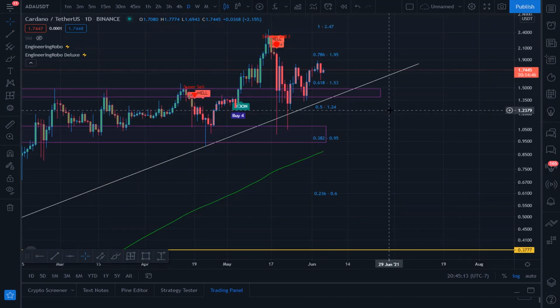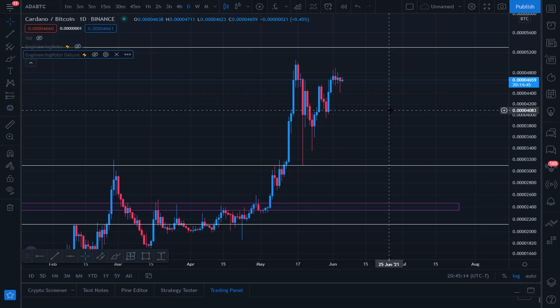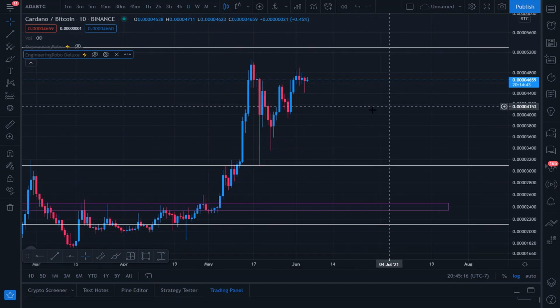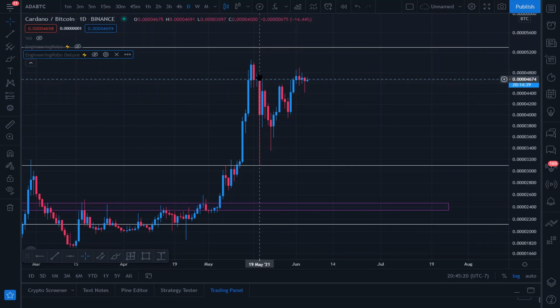When we consider Cardano against the price of Bitcoin, we can see price action interacting with what appears to be resistance. It smells rather double top-ish, with lower highs printing relative to that swing high in the middle of May here. Price action the past few days seems to be interacting with resistance.